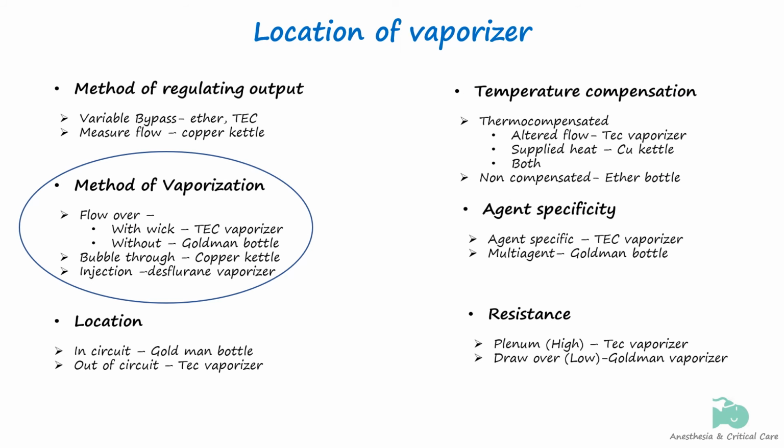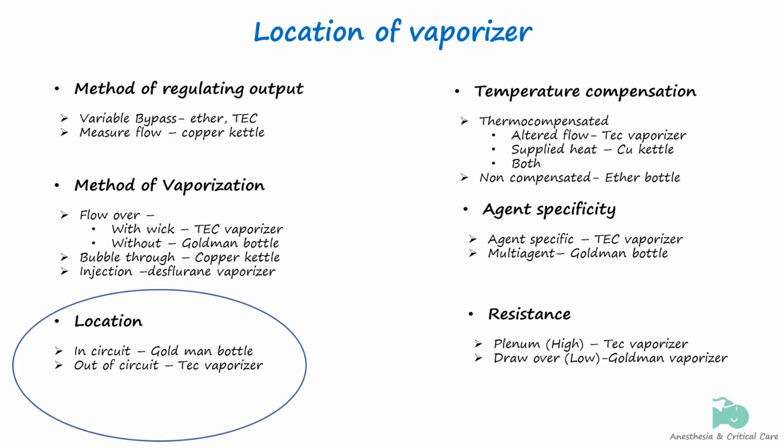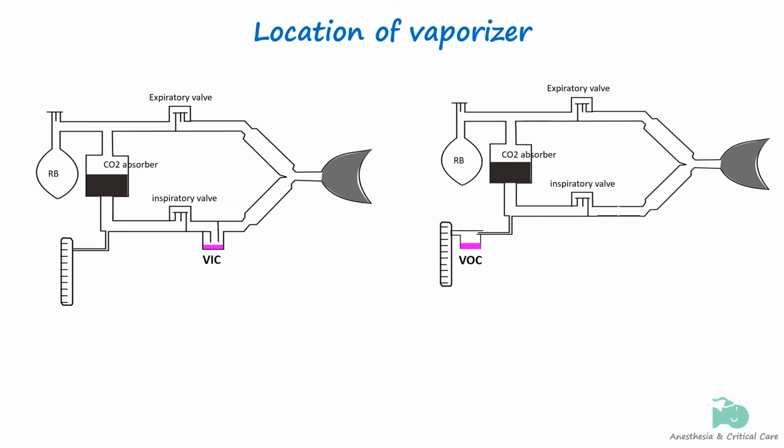Now let's move into another way a vaporizer is classified, that is based on their location. Essentially, there are two possible locations for a vaporizer within an anesthesia breathing circuit. The vaporizer can be inserted into the fresh gas line that supplies the anesthesia breathing system, known as out-of-circuit. Alternatively, it can be integrated directly into the breathing system itself, referred to as inside circuit.